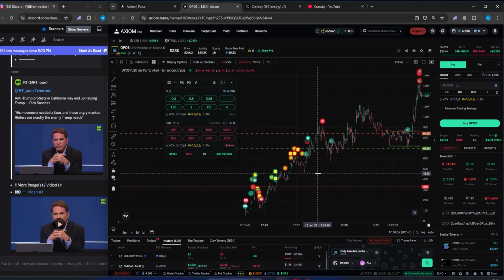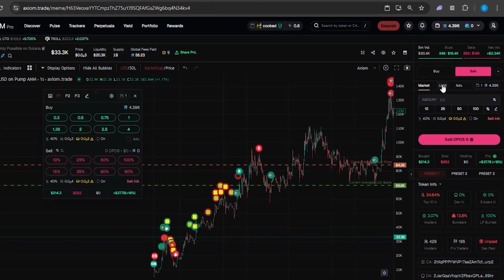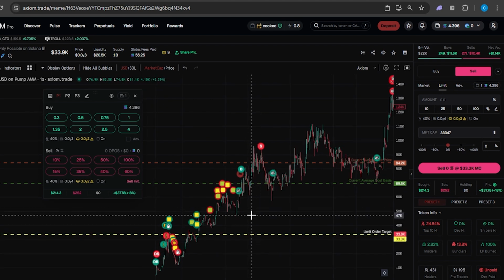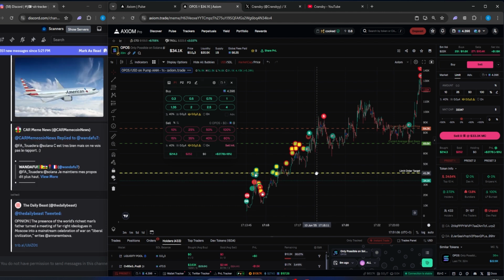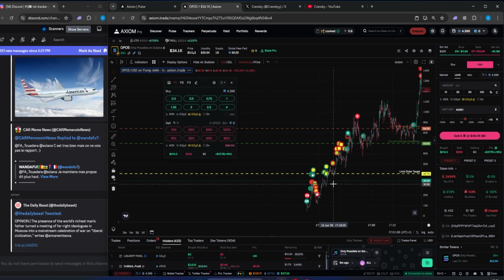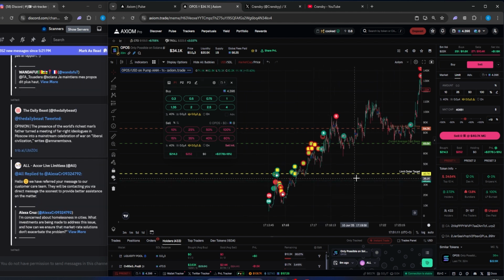And of course, if you do that, make sure you put a limit order on sales. For example, imagine you enter here at a 46k market cap. I would also put the sell order at around 40k in case it dips below that.